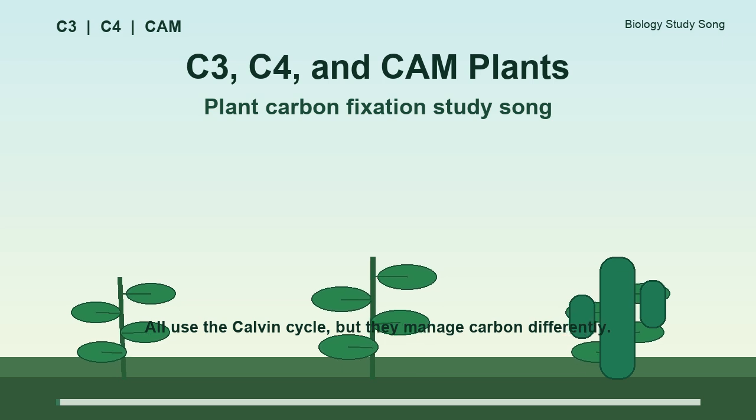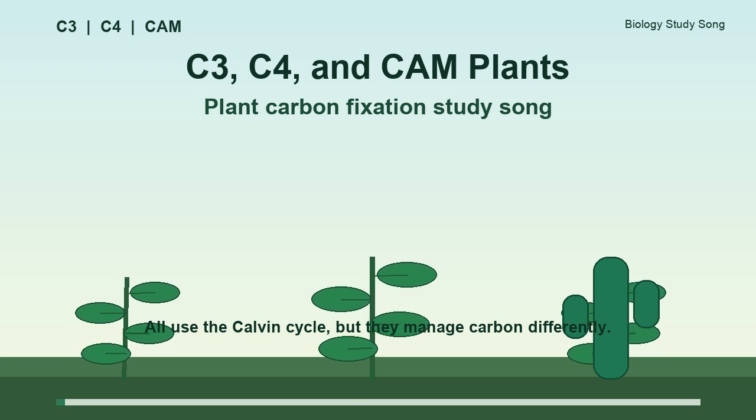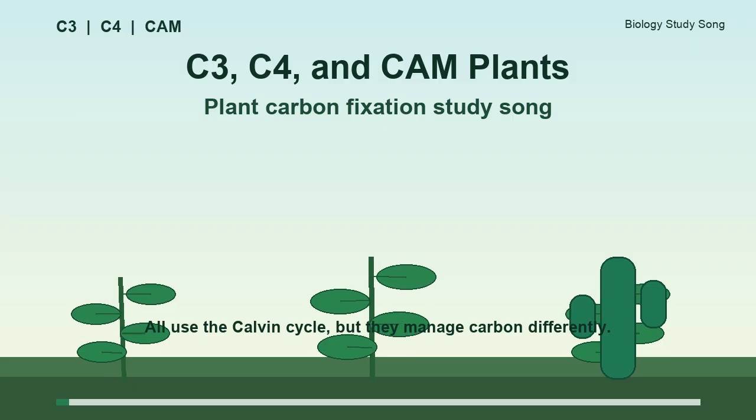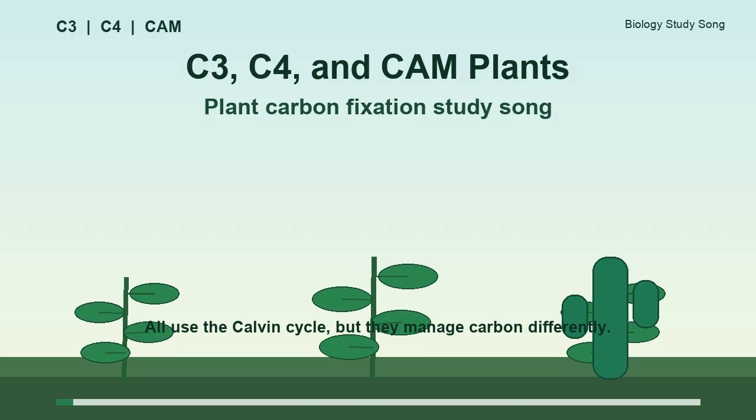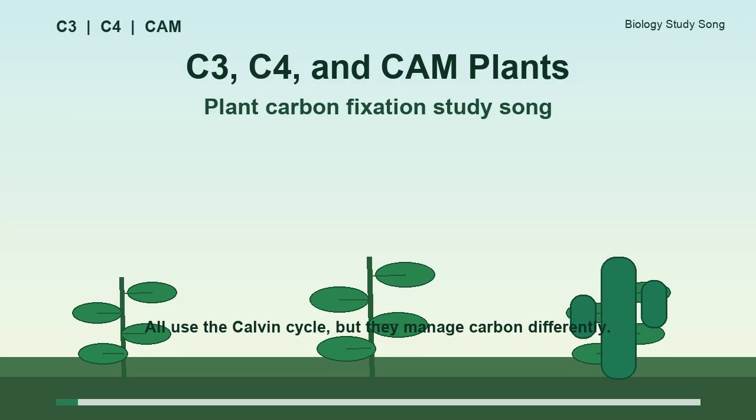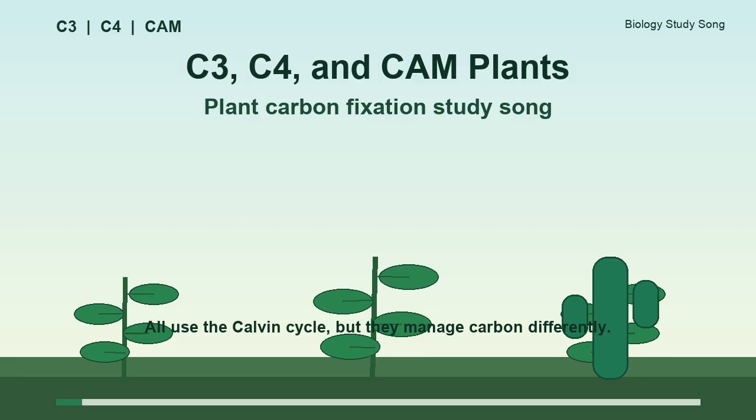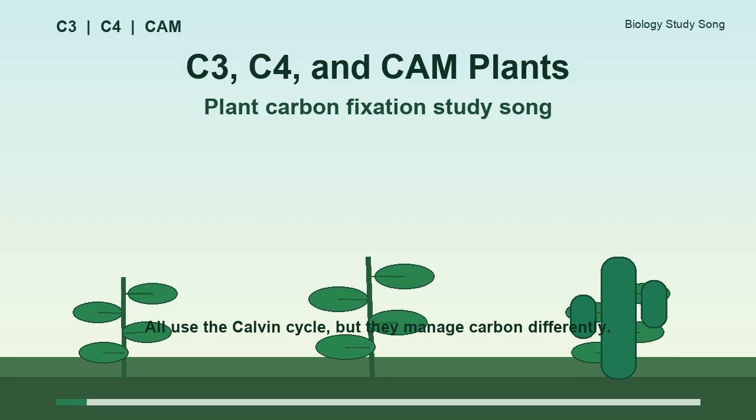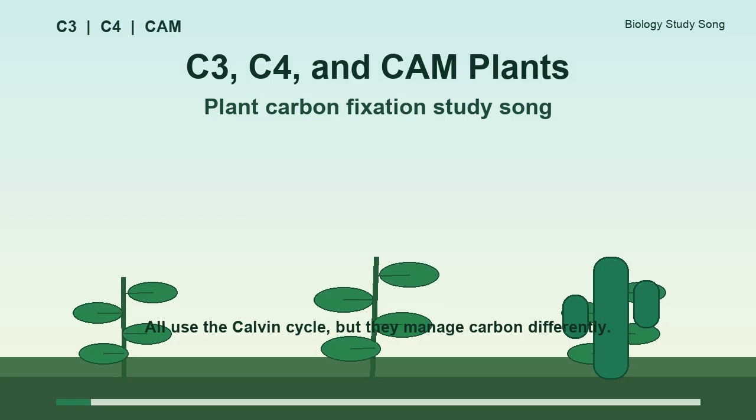C3, C4, and CAM. 3 ways plants handle carbon. All use the Calvin cycle, but they manage carbon differently. In C3 plants, Rubisco fixes carbon dioxide.